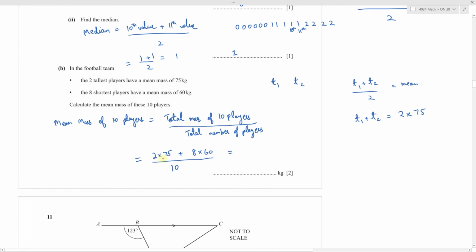So 75 times 2 will be 150, and then plus 8 times 60, 8 6s are 48, so this will be 480, divided by 10. 480 plus 150, 480, 580, and then 630. So this will be 630 divided by 10, and that is 63 kg. So this will be the mean mass of all these 10 players, which is 63 kg.